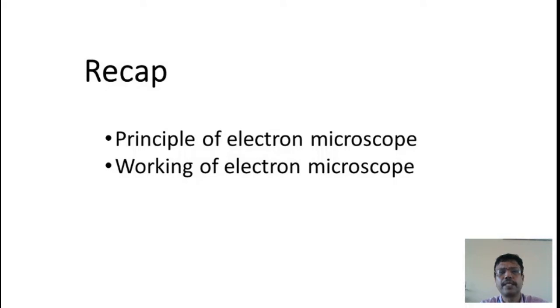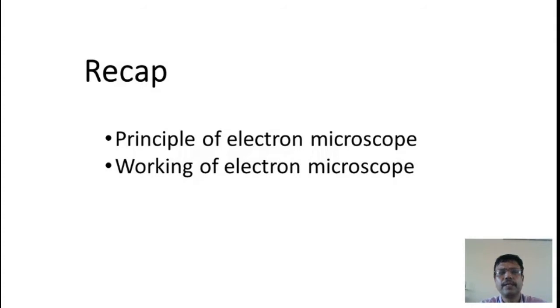Then the principle of electron microscope is, we know the expression for resolving power of a microscope is 2n sinθ divided by λ. n is the refractive index of the medium, λ is the wavelength of light used, θ is the semi-vertical angle when the cone of rays enters from object to objective. From this expression it is very clear the resolving power is inversely proportional to the wavelength. When the wavelength of the light is more, resolving power is less. Wavelength of the radiation is less, resolving power is more.